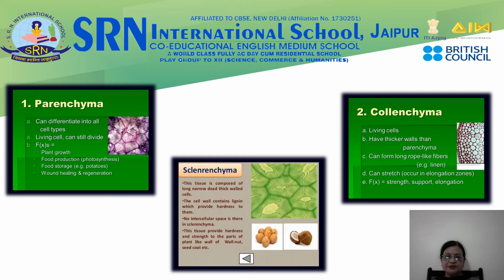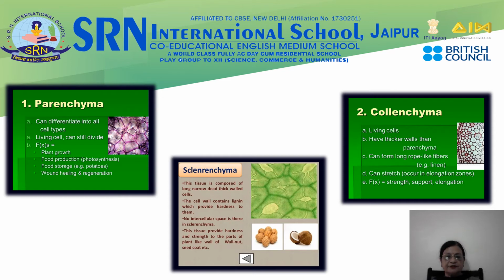Parenchyma can differentiate into all cell types. They are living cells and they can still divide, and their function is plant growth, food production, food storage, and regeneration. Sclerenchyma are tissues whose cells are dead and have thick walls. The cell wall consists of a substance called lignin, which hardens the cell, and it doesn't have any intercellular spaces.